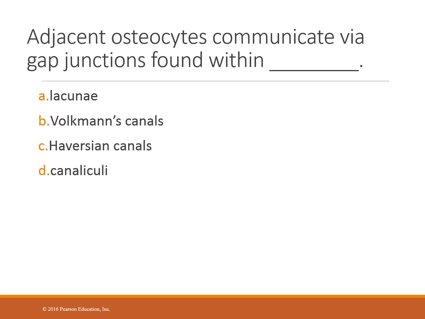Adjacent osteocytes communicate via gap junctions found within, would that be lacunae, Folkman's canals, Haversian canals, or canaliculi? Canaliculi. So remember, canaliculi are these thin hair-like connections between osteocytes that allow communication between the osteocytes within bone, as well as communication with the osteoblasts and osteoclasts that are on the external surfaces of bone.